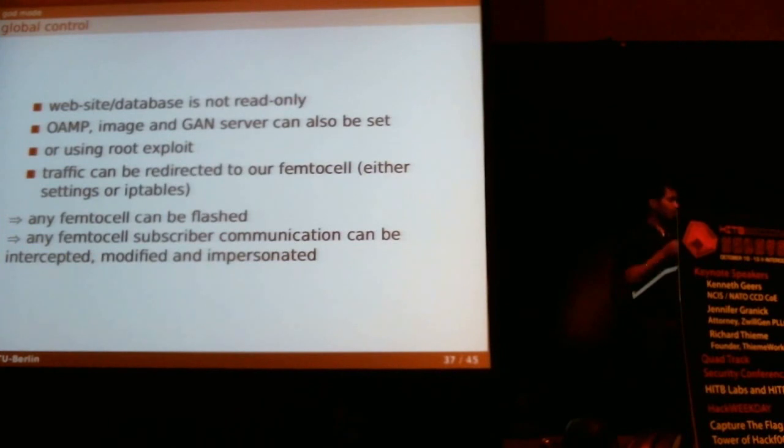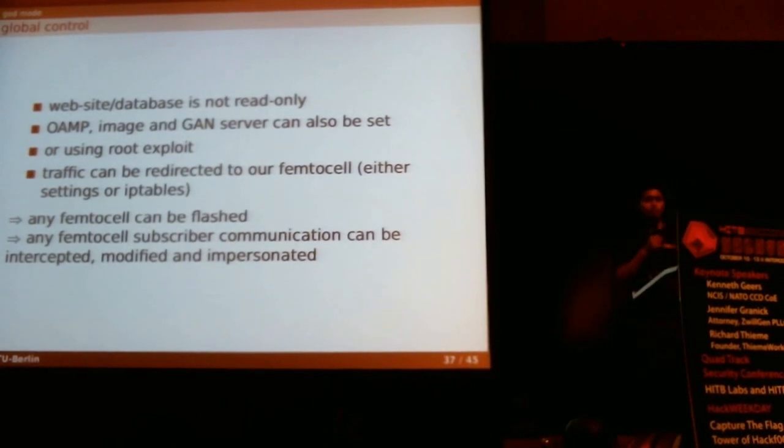Now, we know that all these boxes communicate with each other, so there is no firewall or anything inside. And we know that we can root this box remotely also, as Nico told you. So we have a root exploit. What we can do is root the remote boxes and change the address of the OMAP server.